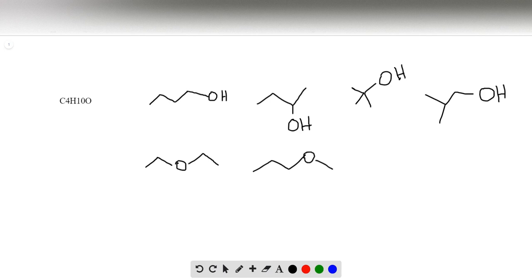Another ether we could draw is moving this methyl group onto this carbon, and that would give us this ether, isopropyl methyl ether for the common name. So these are the 7 isomers of C4H10O: 4 alcohols, 3 ethers.